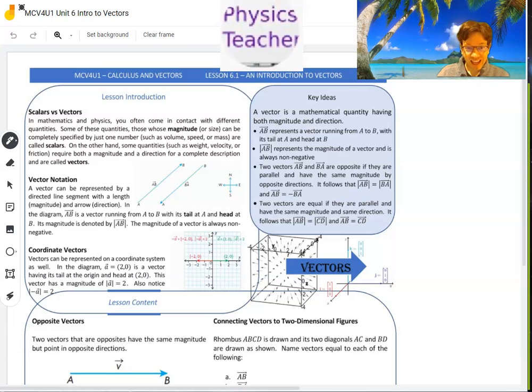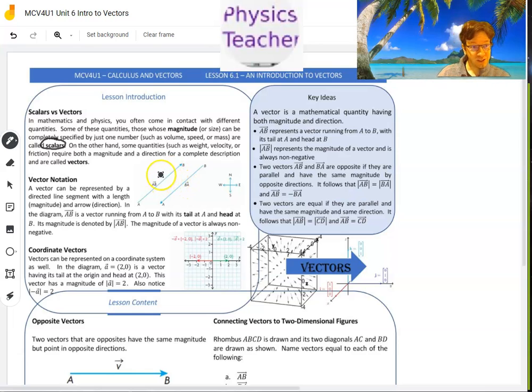These are called scalar quantities. They just have a magnitude associated with them. When I say magnitude, I mean like size, right? Like 100 kilograms or 5 liters. That number tells you how big it is.